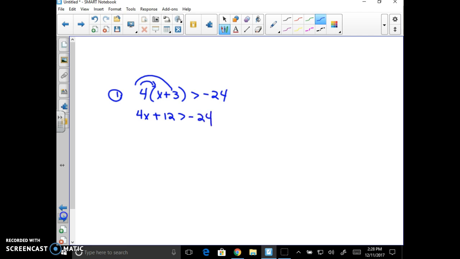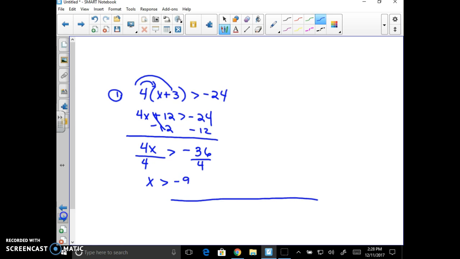We want to solve for x, so we need to subtract 12. And we bring down the 4x is greater than negative 36. We're going to divide by a positive 4, so the inequality stays the same. And then we're going to get negative 9. So let's do our number line.